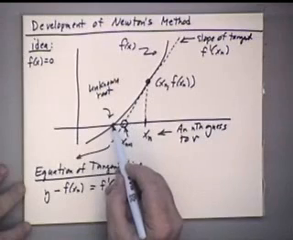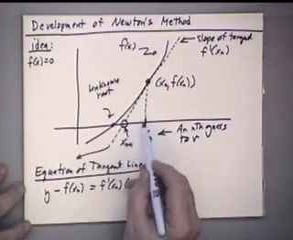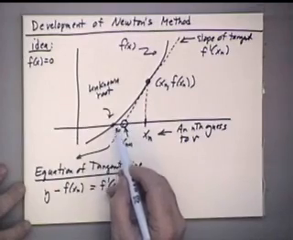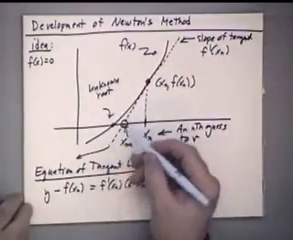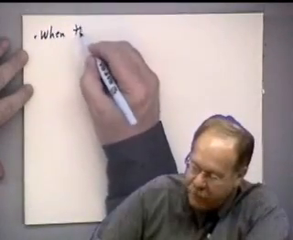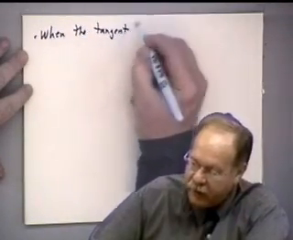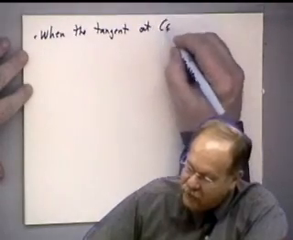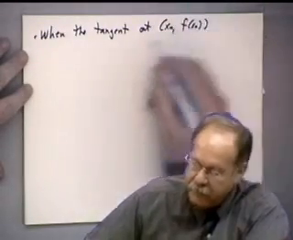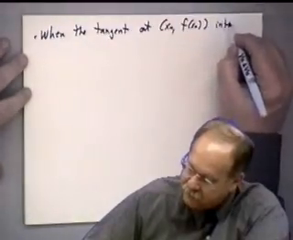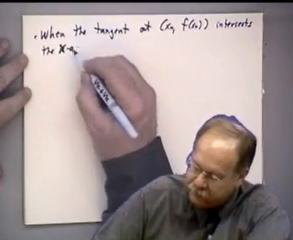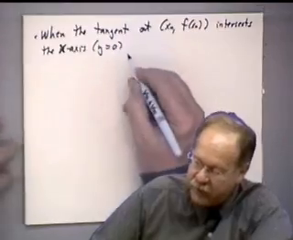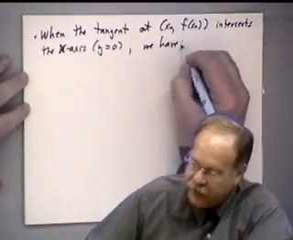Now, whether or not we actually get there in a finite amount of time is irrelevant. As long as these are getting closer and closer, we can stop whenever we feel we're close enough to the root. So, what we need to do is see where this tangent line crosses the x-axis. So when the tangent to the curve at x sub n, f of x sub n, intersects the x-axis, which of course is the line y equals 0, we have the following.